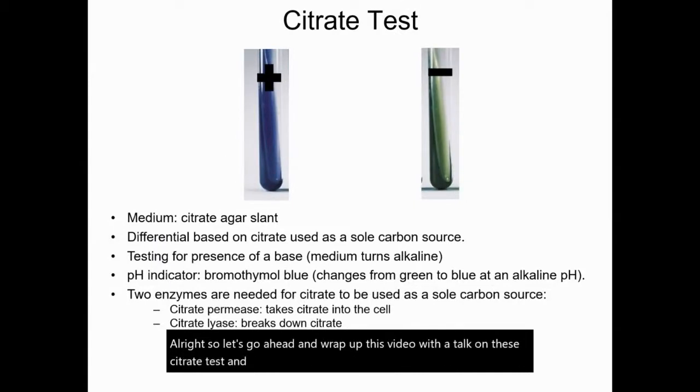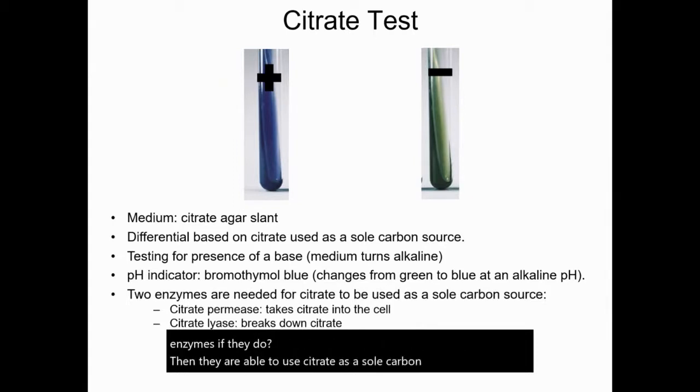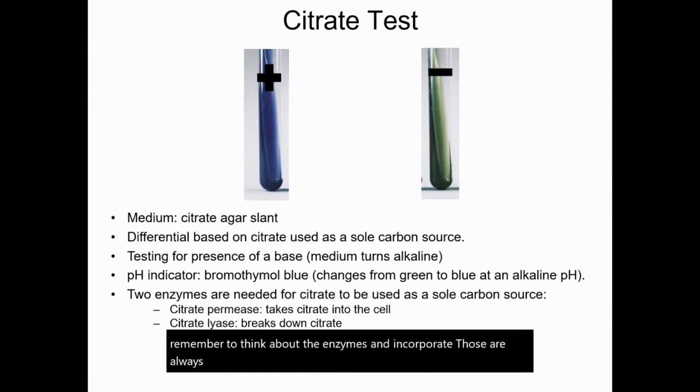For this test, we're trying to figure out if an organism can use citrate as a sole carbon source. In order to do that, it has to have two different enzymes, citrate permease and citrate lyase. So we're actually looking to see, does an organism have these two enzymes? If they do, then they are able to use citrate as a sole carbon source. So always remember to think about the enzymes and incorporate those. Those are always important.